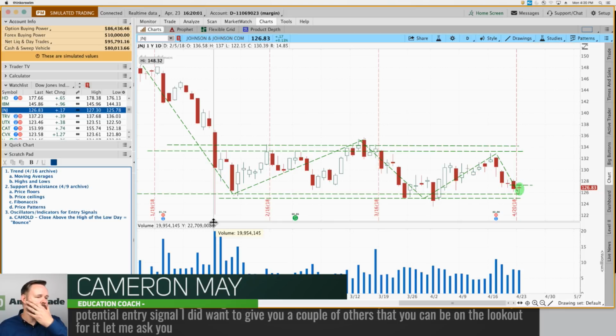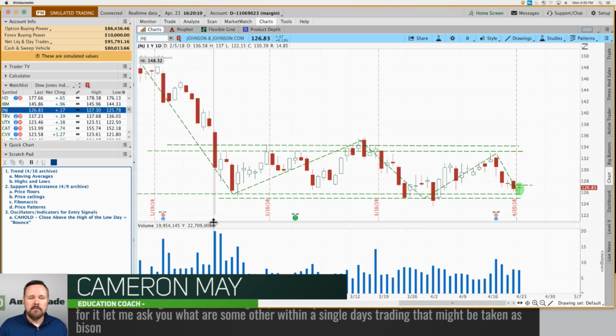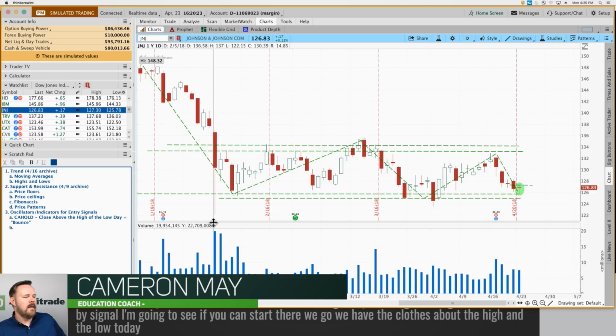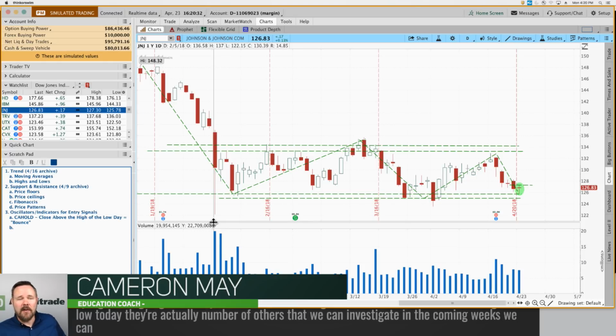Let me ask you, class, what are some other entry signals within a single day's trading that might be taken as a buy signal? I'm going to see if you can think of some. I'm going to start to potentially fill that in. But we have the close above the high of the low day. There are actually a number of others that we can investigate in the coming weeks. We can't do them all today.